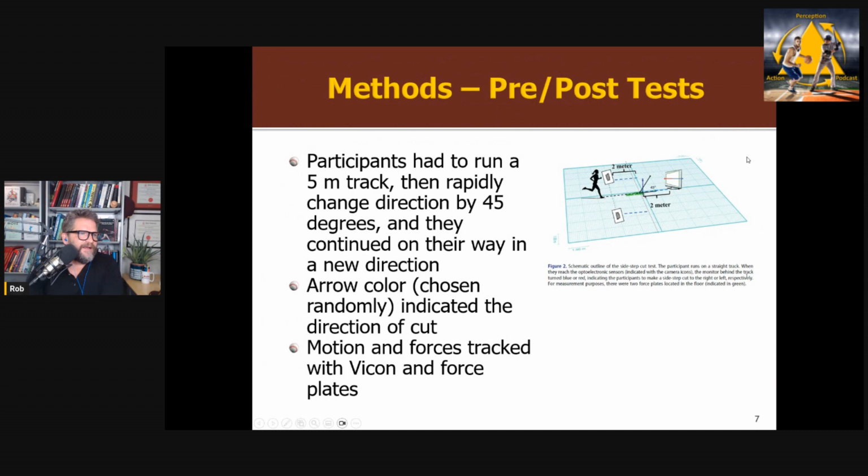So this might be a little bit different from the previous one in that they don't know which way they're going to have to go. Obviously, in the previous study, they knew they were going back in the same direction. In this one, they don't know if they're going to go left or right. So that's an interesting twist as well. Motion and forces were tracked with Vicon and force plates, right? So kind of a standard design.